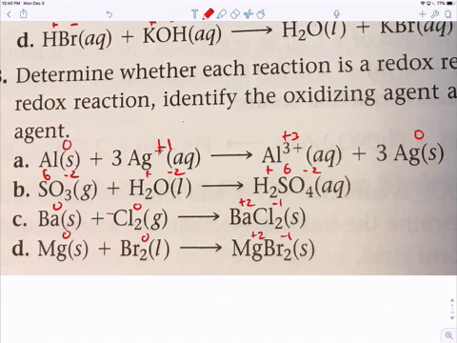That's right, that's right. So that's right, except for B is not. It's sulfur +6 here, +6 here. Oxygen is -2 here.